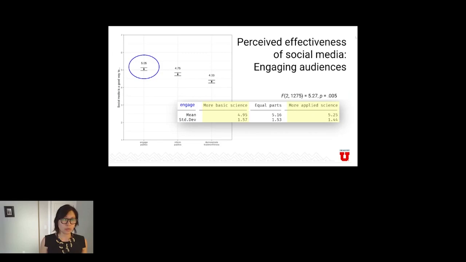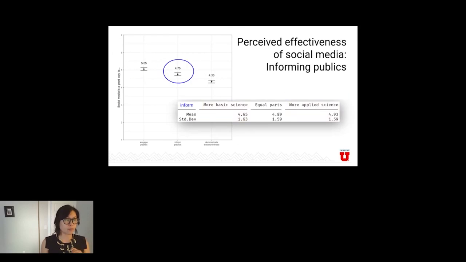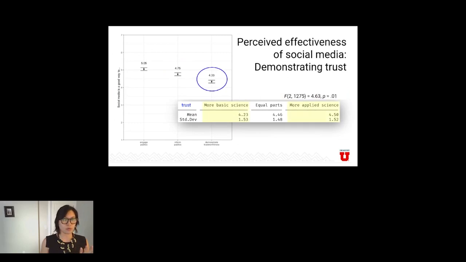So this trend also held for the effectiveness of social media at informing publics. You see the same patterns here. We see higher scores among scientists who identify their research as more applied. And then similarly with demonstrating trustworthiness, again, more applied scientists, higher scores.